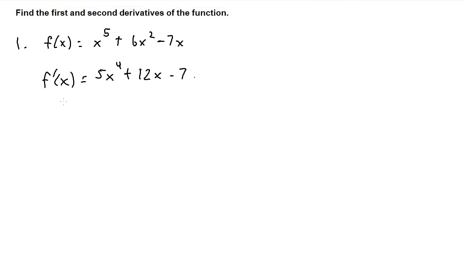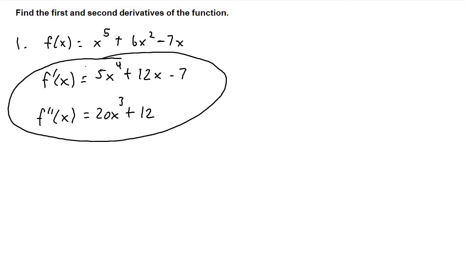So now in order to find the second derivative, we just say f double prime of x. So the second derivative of the function is going to be, once again, same thing here. We use the power rule. Derivative of 5x to the fourth is 20x cubed, plus the derivative of 12x, which is going to be 12, and derivative of negative 7 is 0. So those are going to be the first and second derivatives of the function.